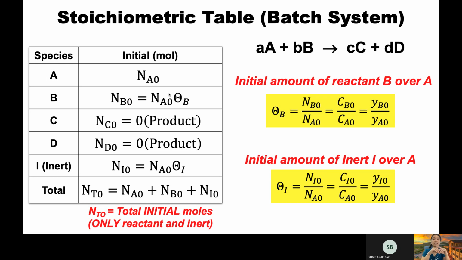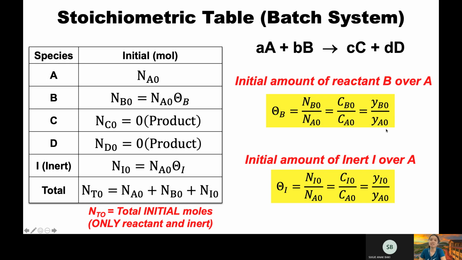Theta B is actually the easiest way to say the initial amount of B over the initial amount of A. It is the ratio of how much B over A initially. But remember I said amount, how much. How do we quantify how much? It depends on the question. What is the information given? Because it can be in the form of initial number of moles, or it can be initial concentration, or initial mole fraction.